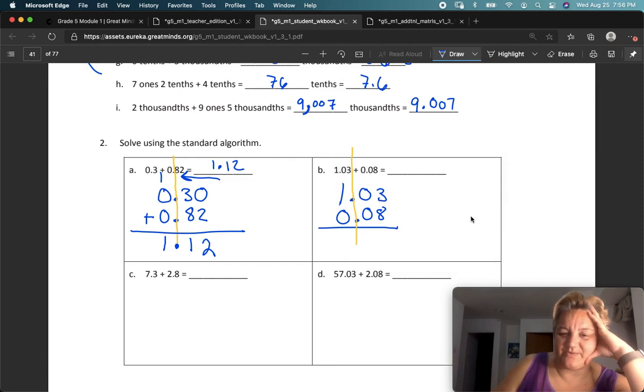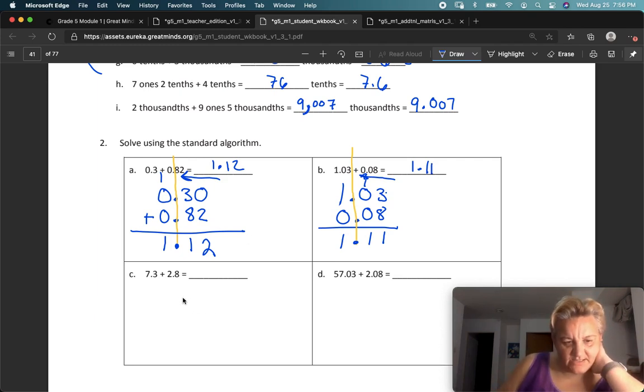Okay, so I start on the right and I work my way left. So I'm going this way. And the 3 plus the 8, 8, 9, 10, 11 is still 11, right? And the 1 comes over here to the next place over. 1 plus 0 is still 1. And then here I have 1 plus 0 is 1. So my answer is 1 and 11 hundredths.